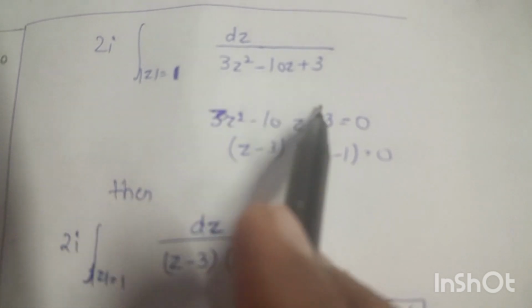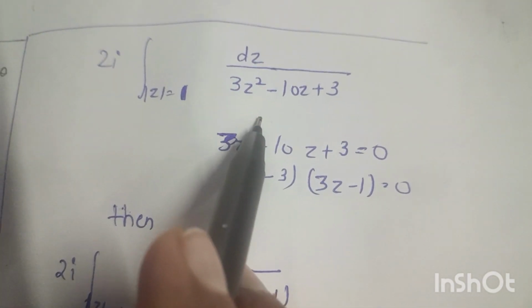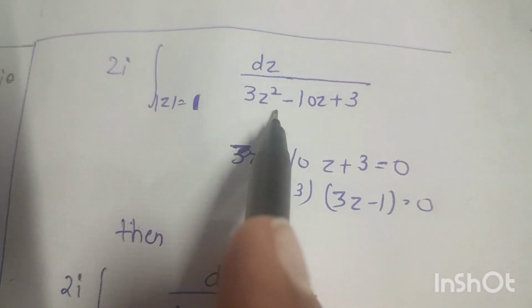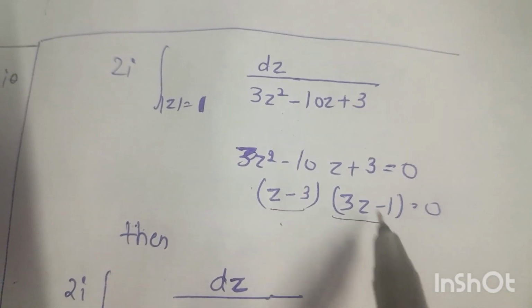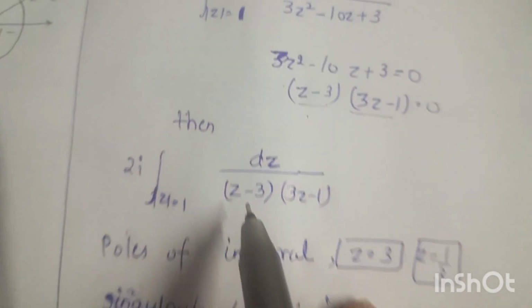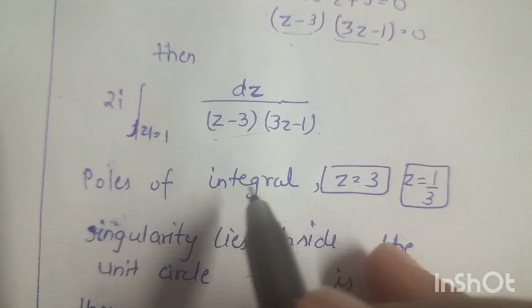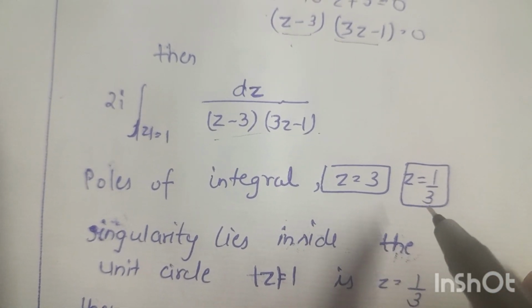So we get this equation, and thus we should first find the roots to find the poles of this equation. So we find the roots of this equation. These are the roots we get. So we put these roots in the integral, and thus the poles of the integral are z equal to 3 and z equal to 1 by 3.